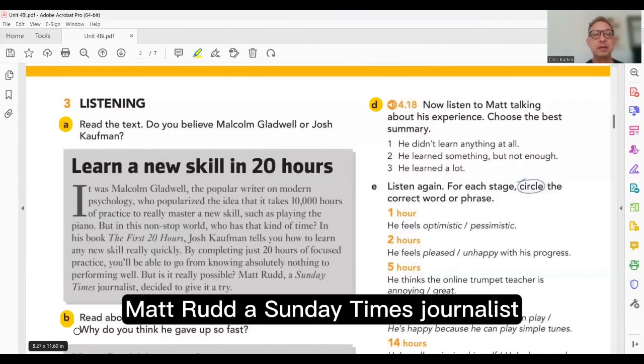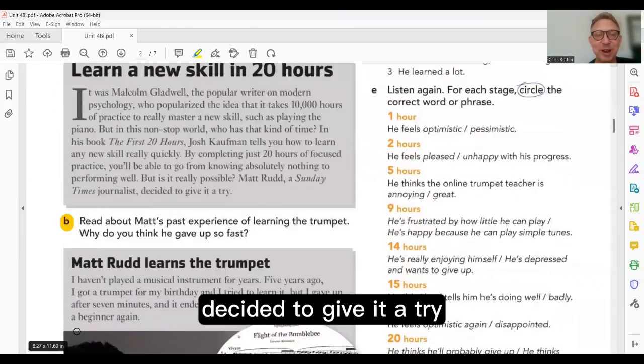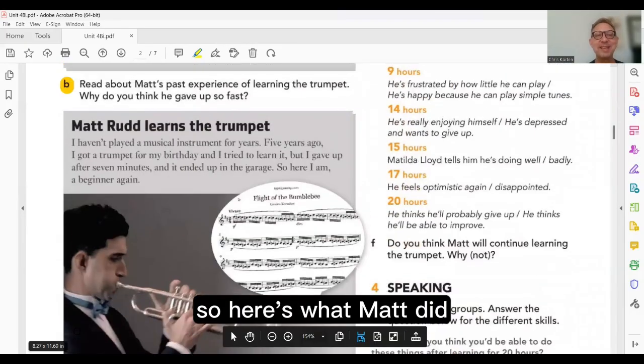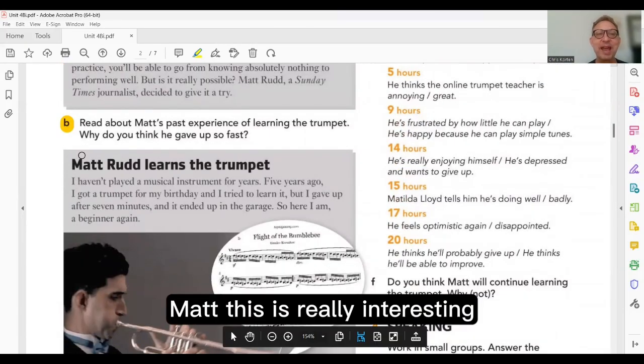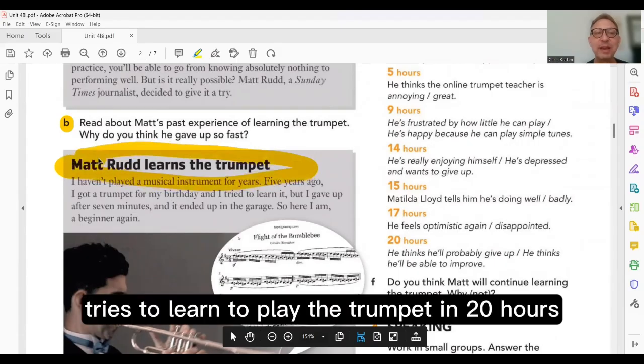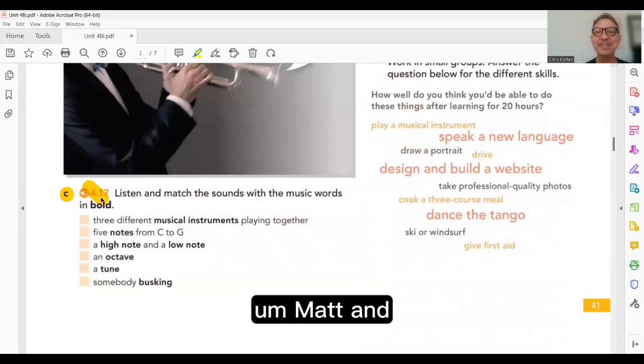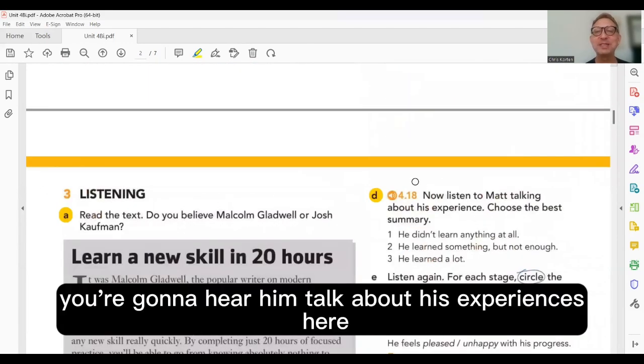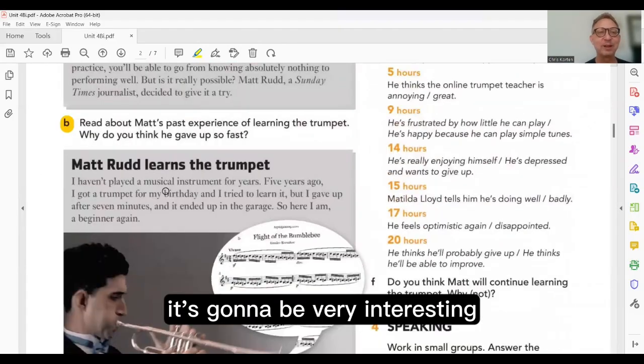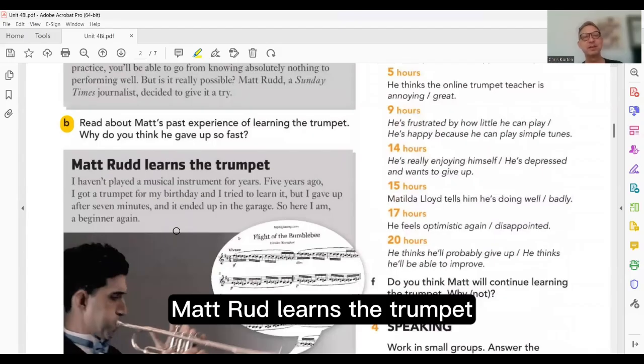Matt Rudd, a Sunday Times journalist, decided to give it a try. So here's what Matt did. Matt, this is really interesting. Matt tries to learn to play the trumpet in 20 hours. Now you're going to hear Matt, and you're going to hear him talk about his experiences here. It's going to be very interesting. And I'll just read here. Matt Rudd learns the trumpet.